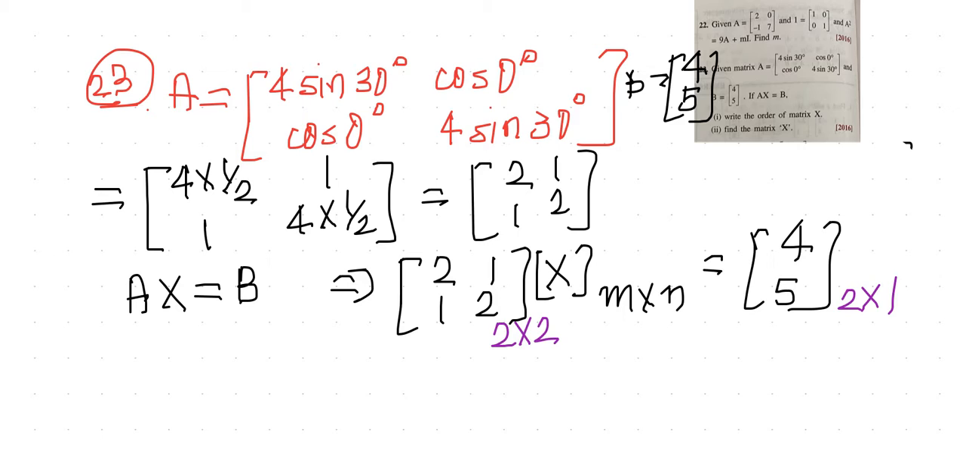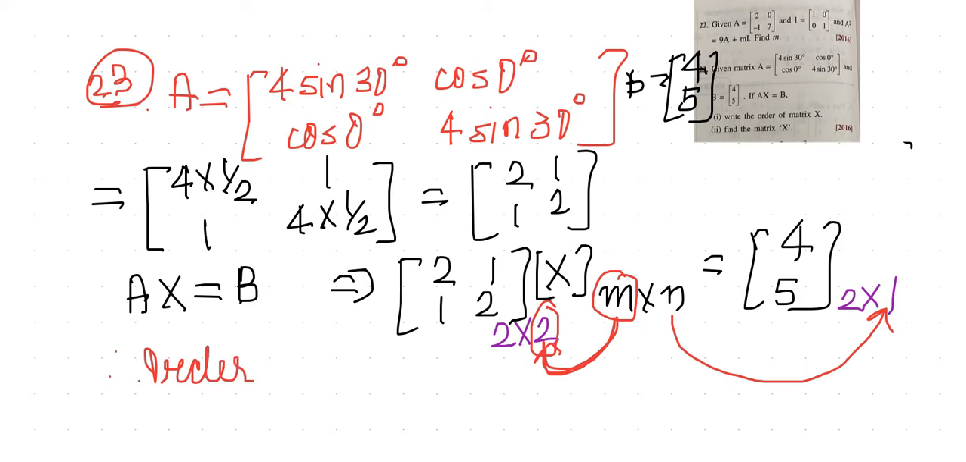So what you know children, you always know that in such cases the number of columns of the first matrix should be equal to the number of rows of the second matrix. So clearly here m will always be equal to 2. And n will always be equal to the number of columns of the other side. So the order of x is going to be 2 into 1. So m will be this and n will be the columns of the right hand side. So you just found out the order.